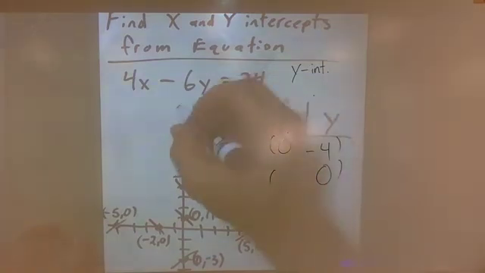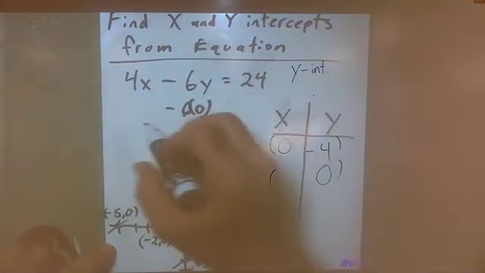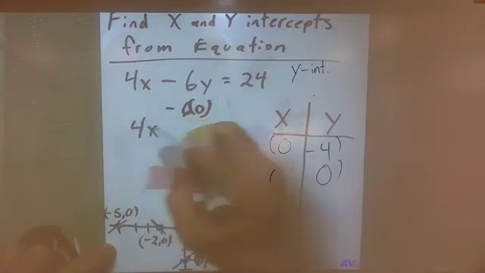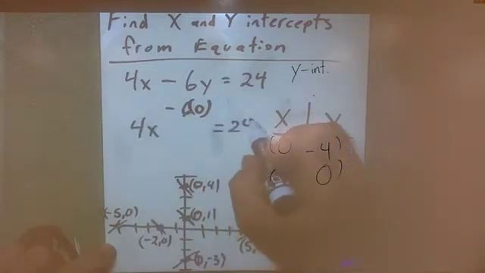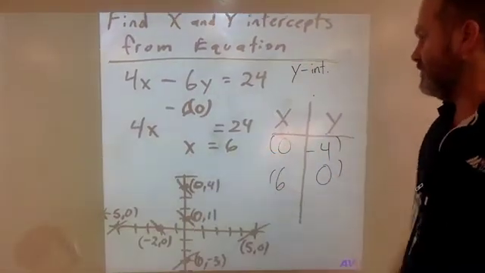You plug a 0 in for y, and just like the x, it's going to disappear. Anything times 0 is 0, so the 6y disappears, and you're just left with 4x is equal to 24. You divide by 4, and x is 6. So there you go. You're done.